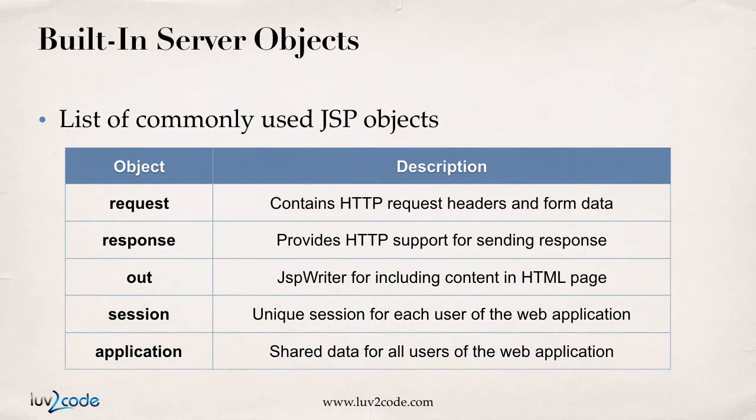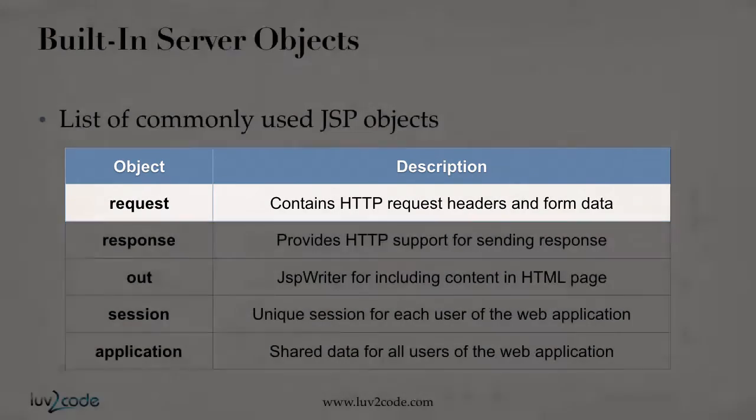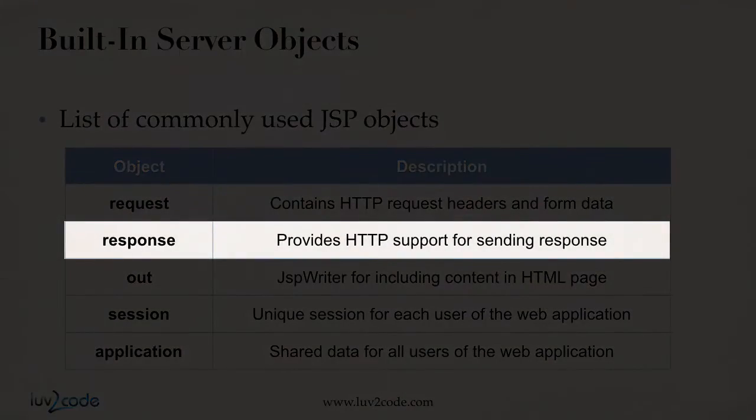So here's a list of the commonly used JSP server objects. Starting at the top with the request, it contains information about the HTTP request headers and also form data. We're going to use this a lot in some of the following videos for reading form data. There's also the response object for sending back HTTP specific information, and we'll use this also in the following video on making use of cookies.